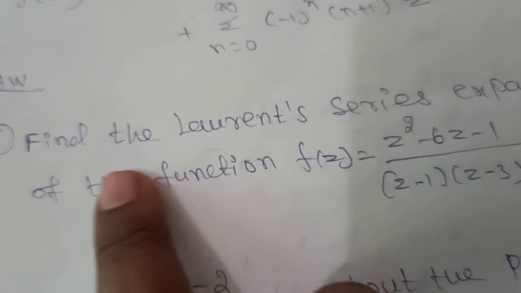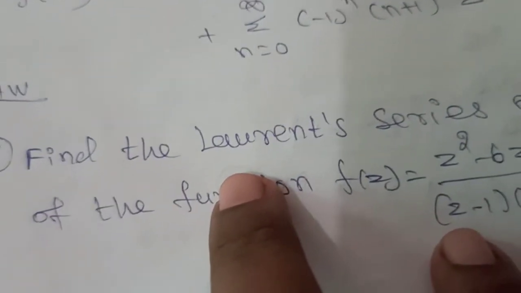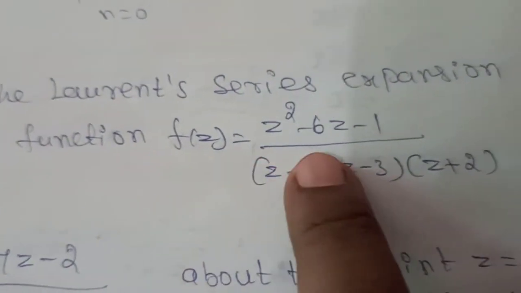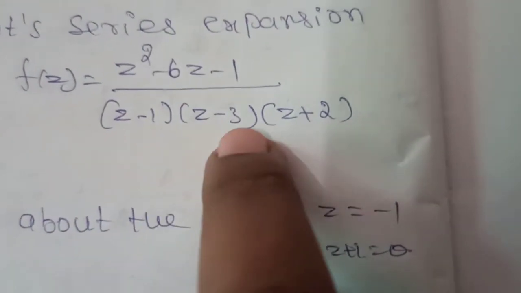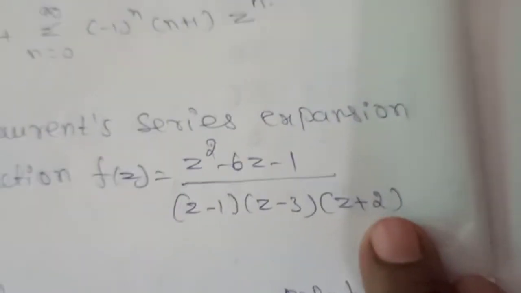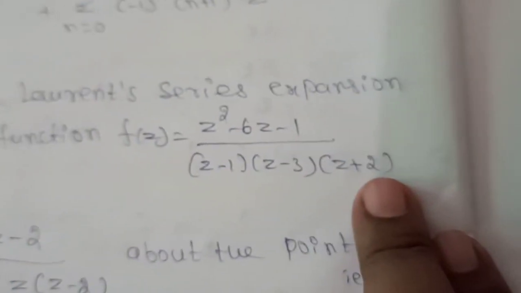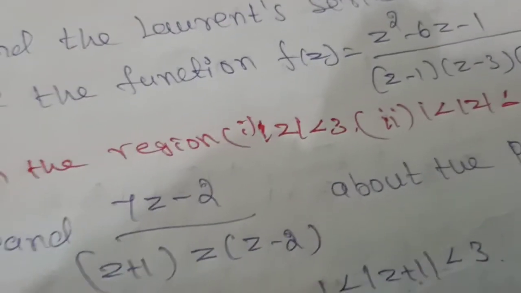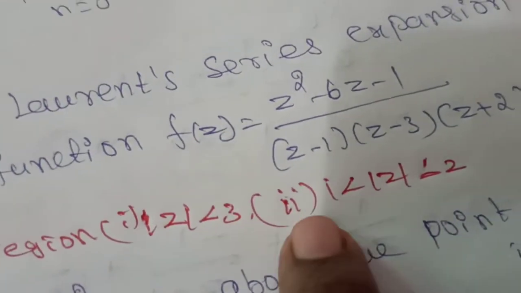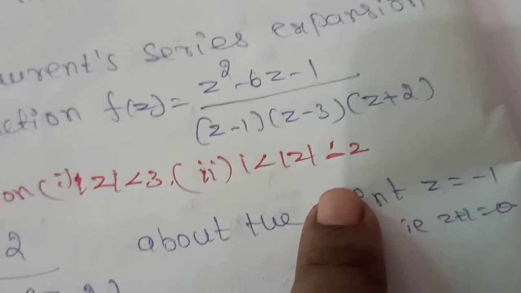Now I give the problems. Find the Laurent series expansion of the function f(z) = (z^2 - 6z - 1) / ((z - 1)(z - 3)(z + 2)) in the region modulus of z less than 3, and second condition, 1 less than modulus of z less than 2.